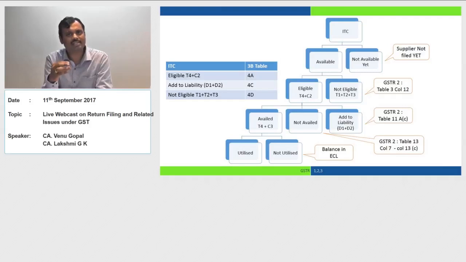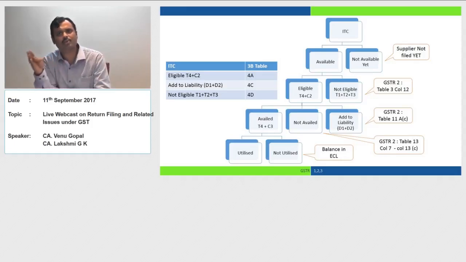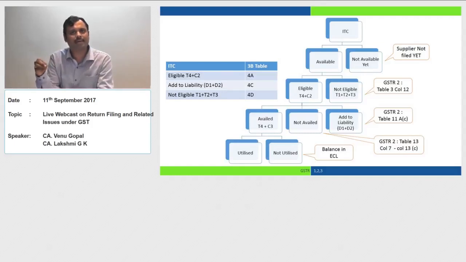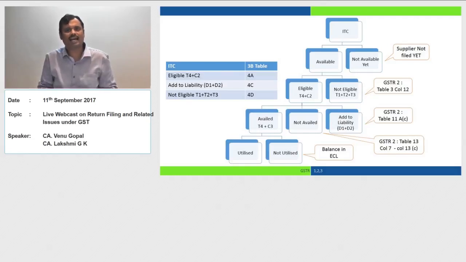Only those credits which I am availing, which we will see in table 3 and the column 12 onwards, where you are moving this credit from the eligible section into the subsequent columns, how much you are availing. And whatever you are marking as you are availing is what you are reflecting back into your credit ledgers. I have also shown whatever is added to your liability, which we will see a little later.